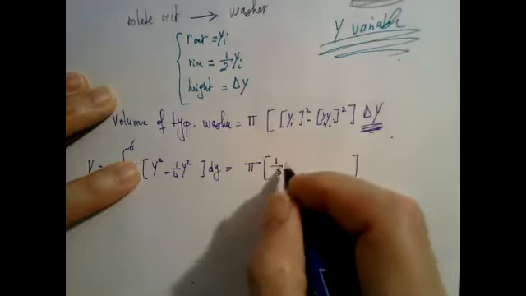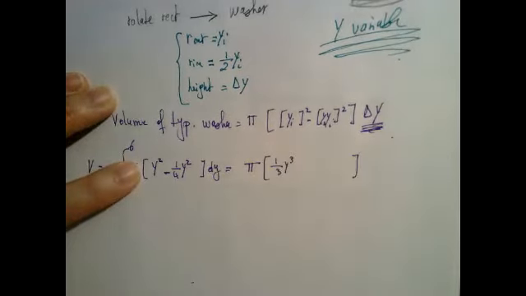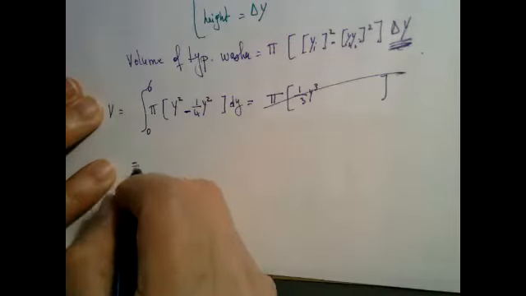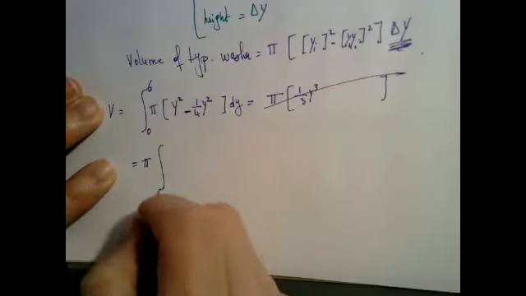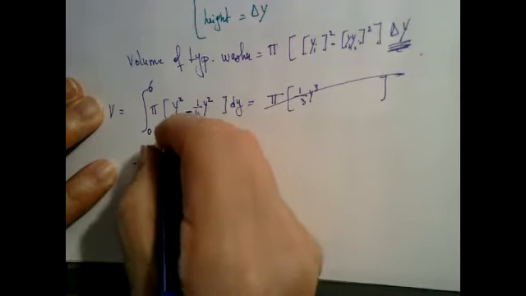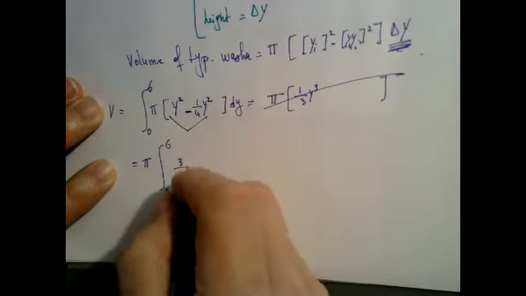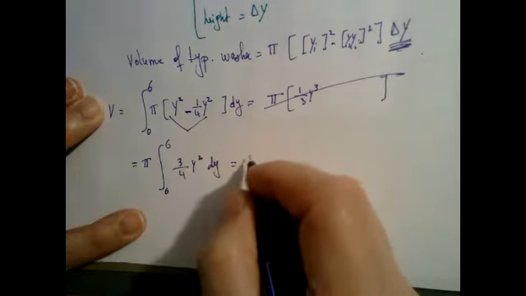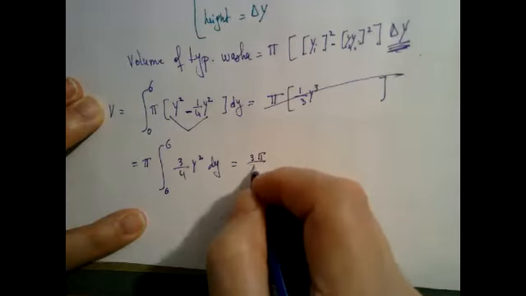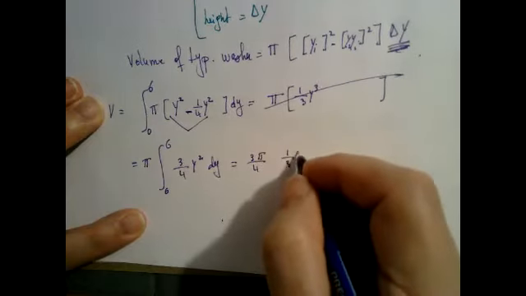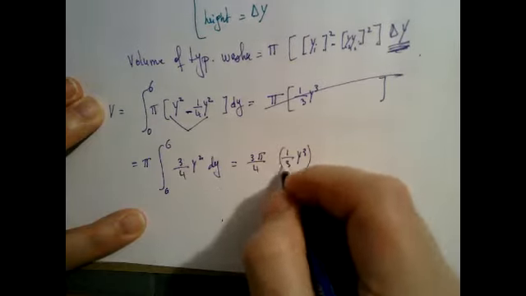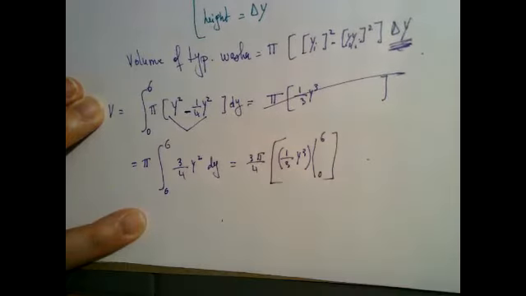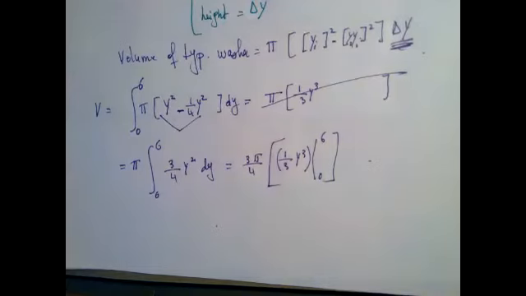Antiderivative of y squared is 1/3 y cubed. Actually, I can combine those, my apology. Pi, integral from 0 to 6, y squared minus 1/4 y squared is 3/4 y squared dy. Then I will be left with 3 pi over 4, 1/3 y cubed, evaluated between 0 and 6. And the rest is easy, okay?